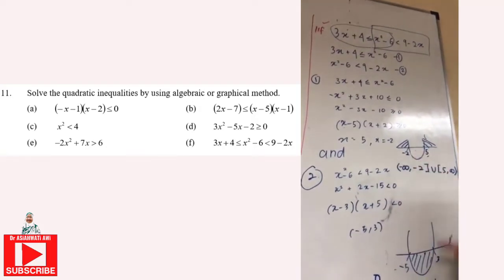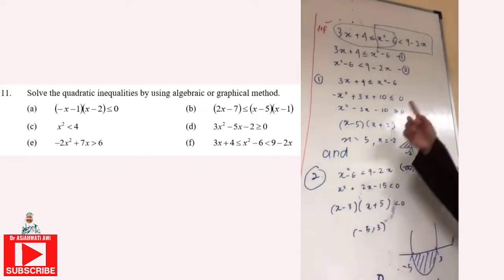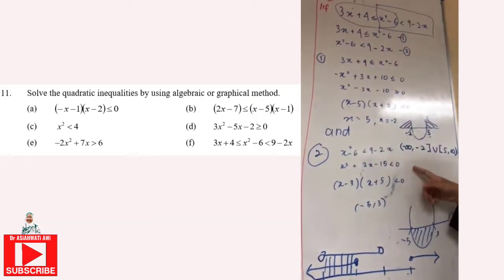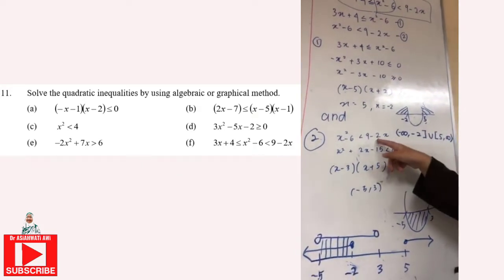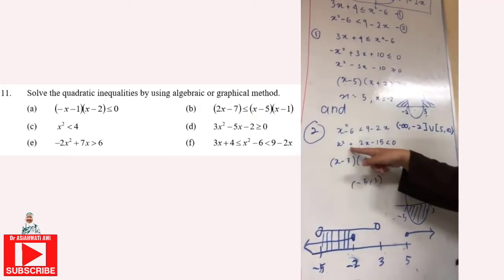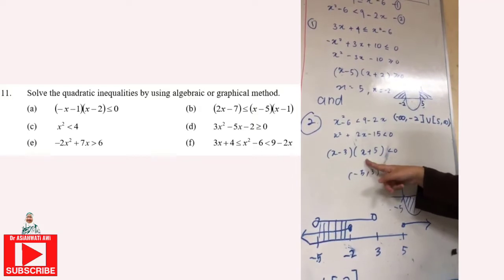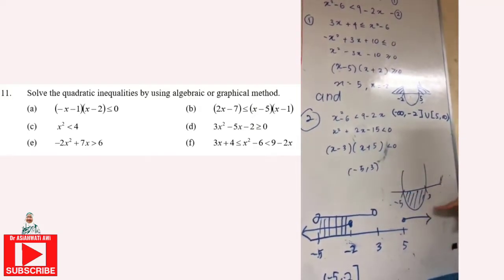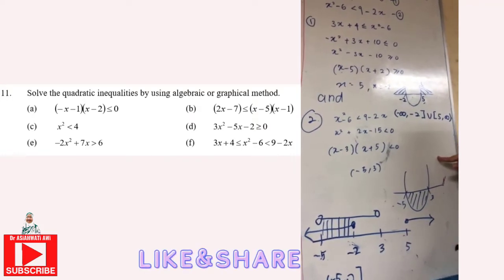Sebab di atas. Pandai. Yang kedua, kan X square tolak 6, 9 tolak 2X ni kan. Lepas tu, kita pindahkan bagi tepi kosong. Dapat macam ni. Lepas tu kira, akan dapat negatif 5, 3 ni. Lepas tu, buat graf macam ni. Kenapa graf macam tu?